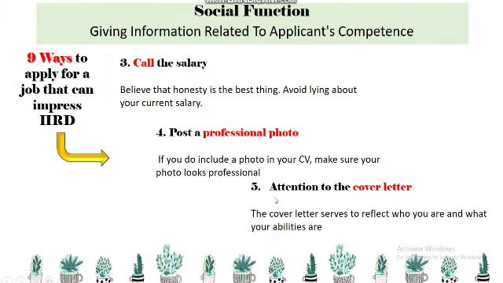Okay? Number 3. Call the salary. Believe that honesty is the best thing. Avoid lying about your current salary. Okay? Next, number 4. Post a professional photo. If you do include a photo in your CV, make sure your photo looks professional. Jadi kalau foto, di-upload foto yang sesuai, yang profesional, sebagaimana posisi apa yang kalian inginkan di perusahaan tersebut.